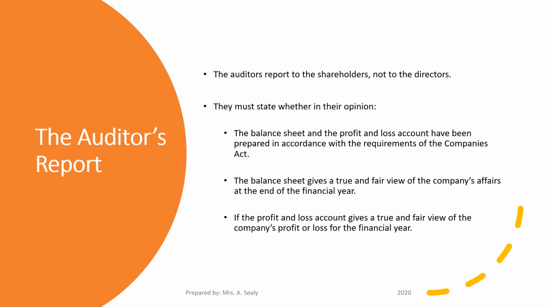They would also state, in their opinion, that the balance sheet or the statement of financial position gives a true and fair view of the company's affairs at the end of the financial year. So the auditors usually go through the financial statements, and that takes a while. Then they have to present their opinion in their report and say, well, based on what we have gone through, we believe that in our opinion, this is a true and fair view of what is happening within this company at the end of the financial year.